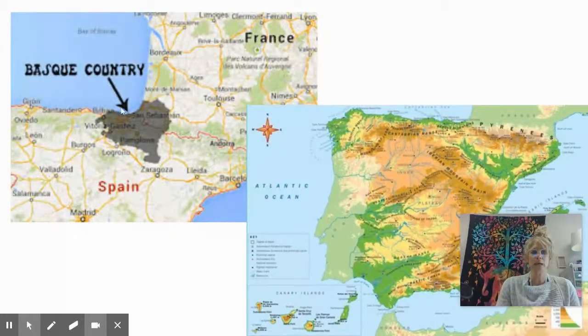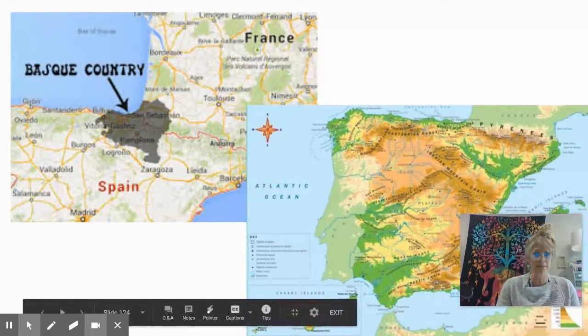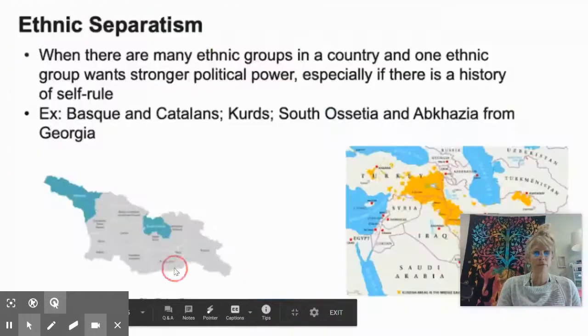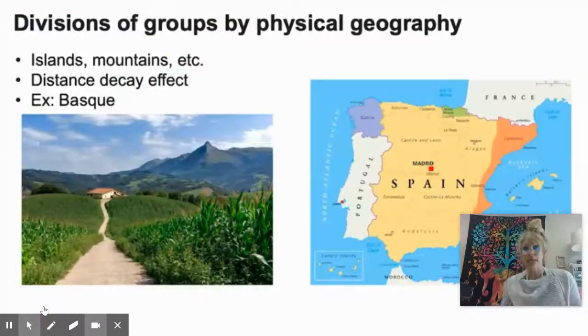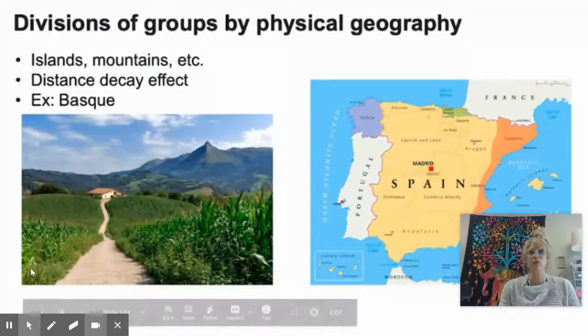See where Basque Country is, it's wedged in between France and Spain. And if you look at a physical feature map, do you see all these mountain ranges around Basque Country? So they've been isolated for forever, since the beginning, by physical features, which is one of the reasons why they are different. They have a different language. They have a different culture. Okay, so that's a great example.